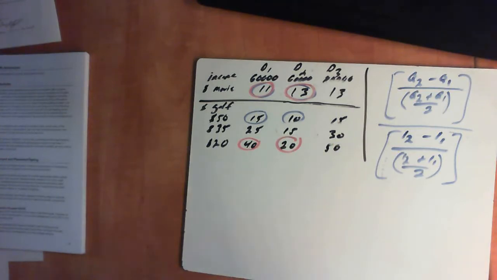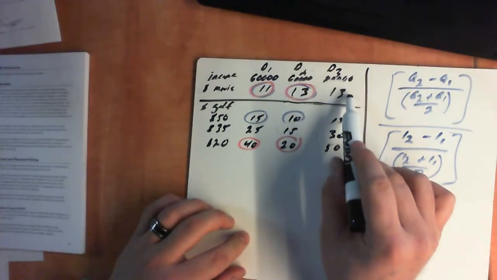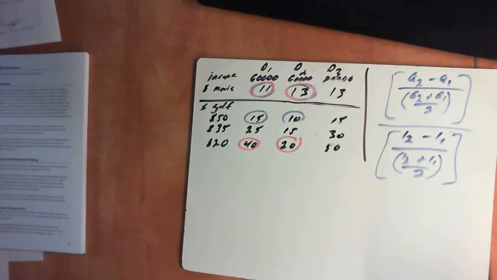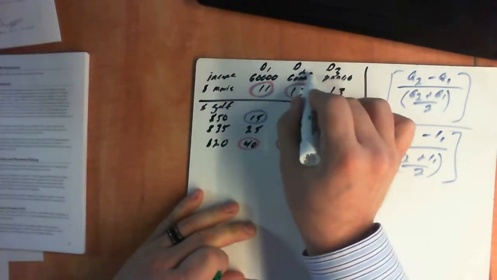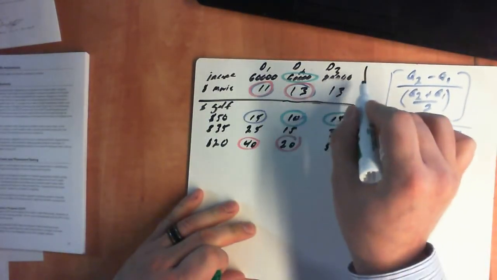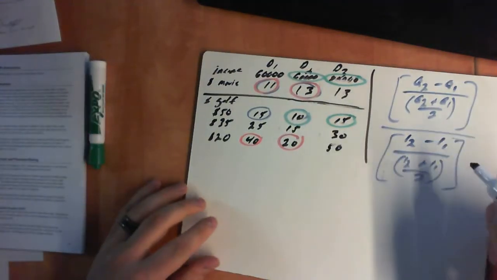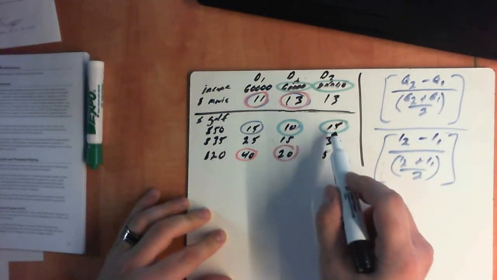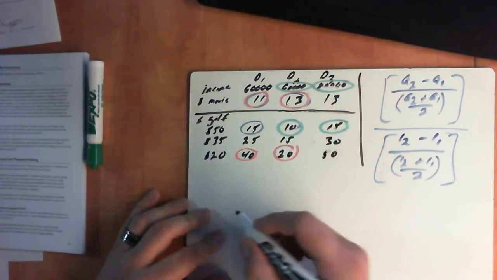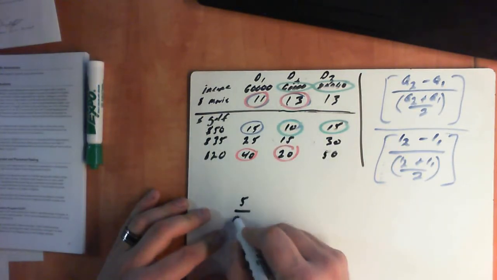We can look at D2 and D3 at $50. Instead of looking at the price of a movie ticket this time, we're looking at the income. So this time we'll use 10 and 60 and 15 and 80. So Q2 minus Q1, 15 minus 10 is 5, divided by the average, 12.5.